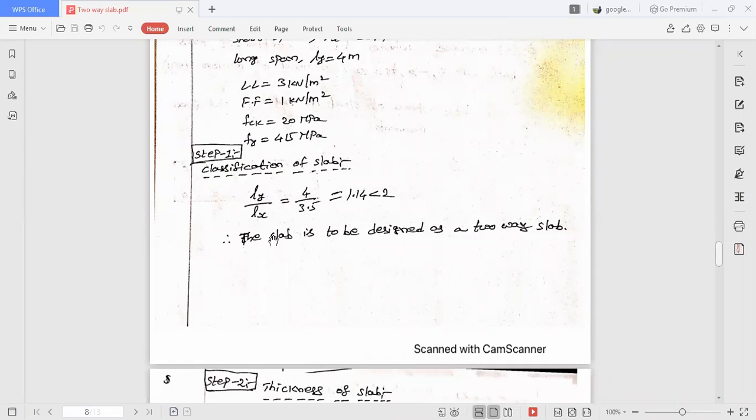No need to use the longer span in any step in the case of either a one-way slab or a two-way slab. The main factor is the shorter span. Wherever you see the term span, it means the shorter span only.